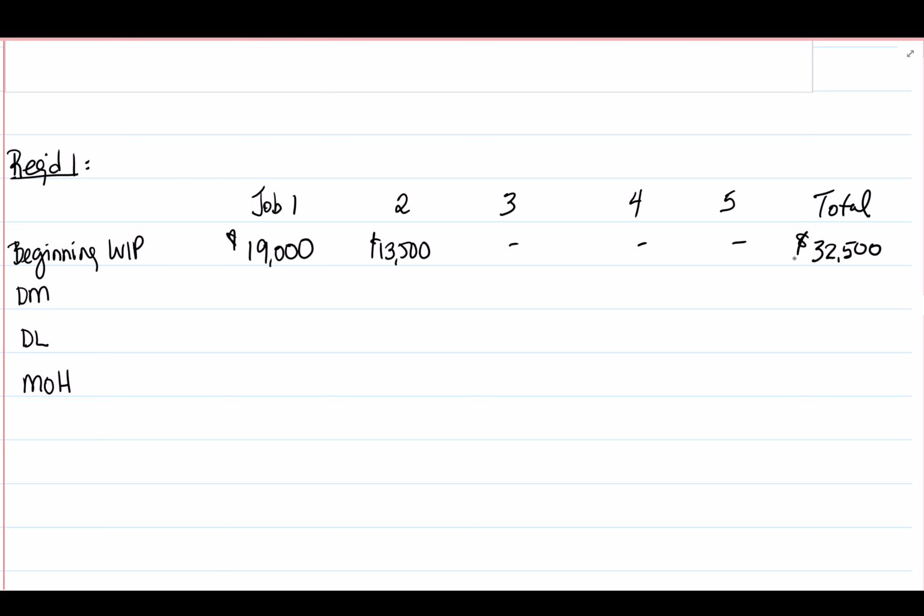Because this required says prepare a job costing sheet for each job, and then we need to indicate which jobs are still in work in process, which jobs are finished goods, which jobs are cost of goods sold, and what dollar value balance is in raw materials, work in process, finished goods, and cost of goods sold at January 31. So we've put in our opening balances from December 31st, January 1st opening. Now let's go through and figure out the rest.